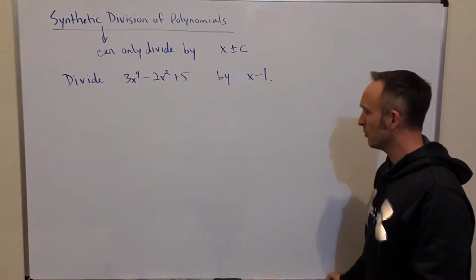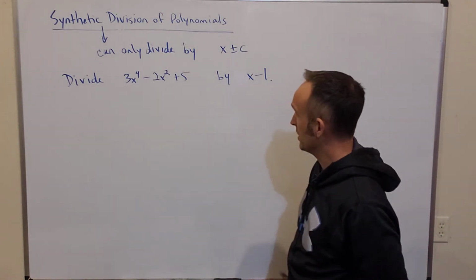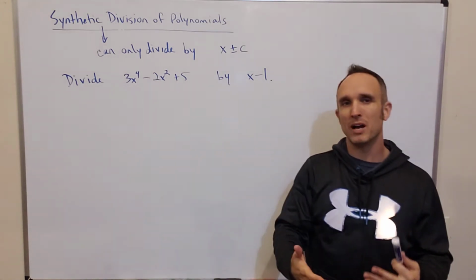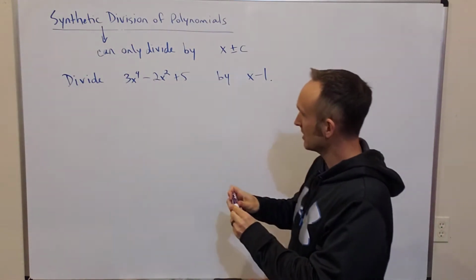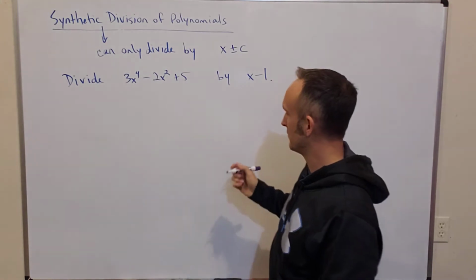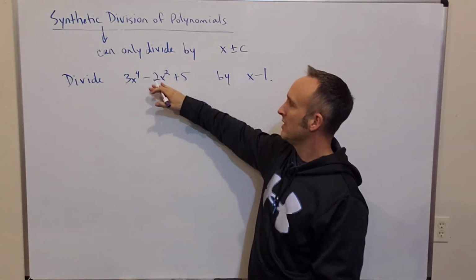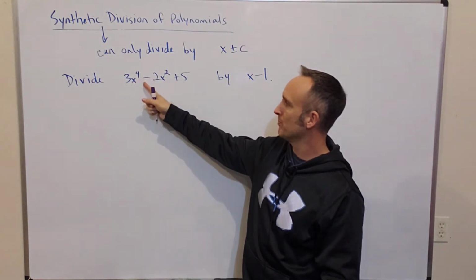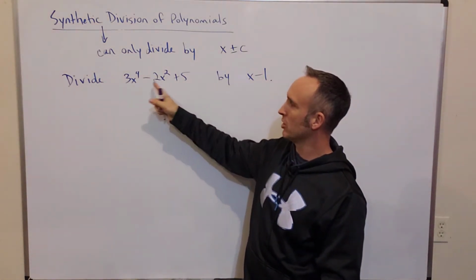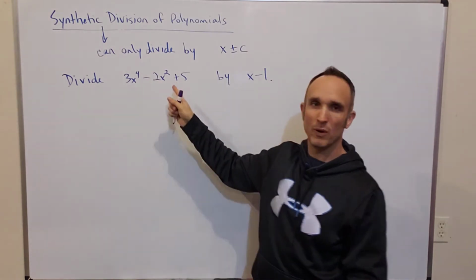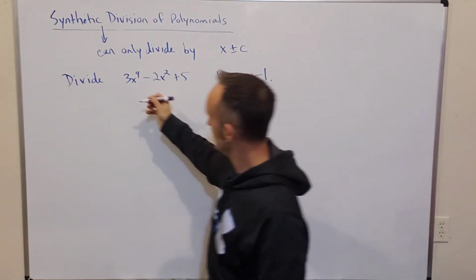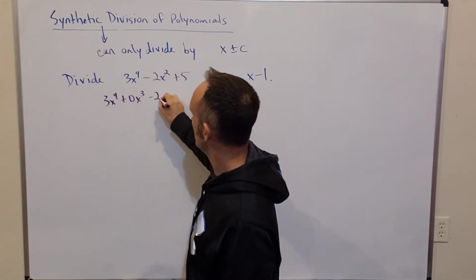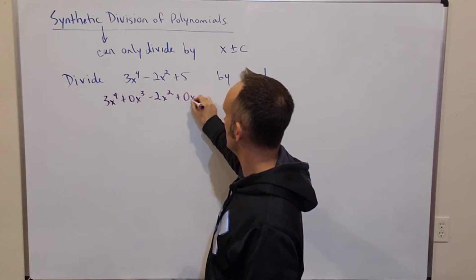Now, much like with long division, if you want to do this, you have to incorporate placeholders for any terms that might be missing. Okay, so this 3x to the fourth minus 2x squared plus 5, we're going to write it with 0 placeholders where terms are missing. So we're missing an x cubed term, and we're missing an x term. So we're going to call that 0x cubed and 0x, okay? So this is the same thing as 3x to the fourth plus 0x cubed minus 2x squared plus 0x plus 5.